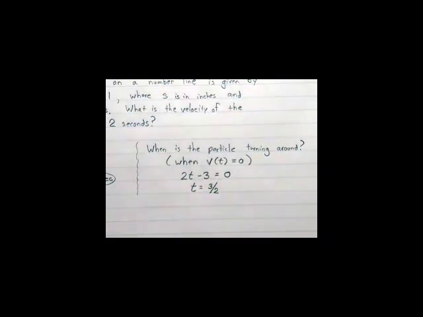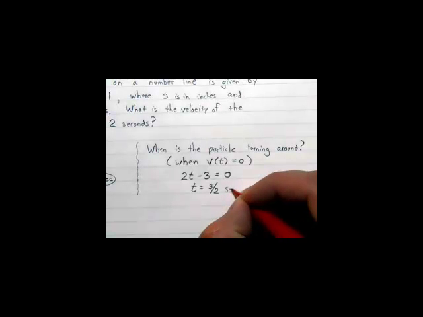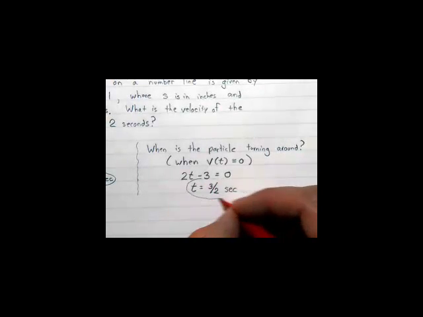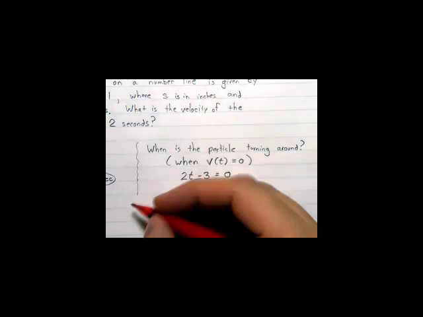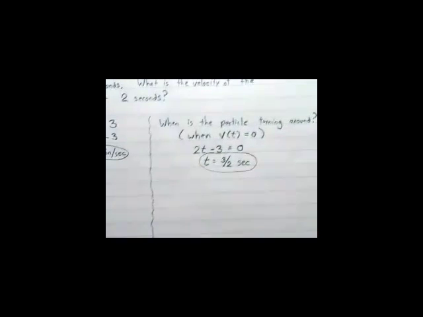So you should get 3 over 2, and that's after that many seconds. Apparently this particle heads off in one direction, and then after 1.5 seconds, a second and a half, it turns around and comes back the other way. This is the only place where it's going to turn around, right? Because if there were other places where it turned back around and came back again, I would have other solutions to this equation. This is the only solution to this equation, so I know for sure this is it. That's the only one. Okay? All right, I'm going to do one more question with this little particle.